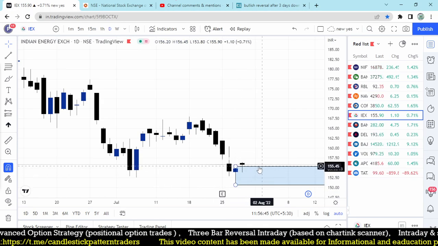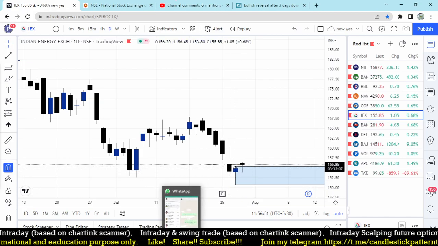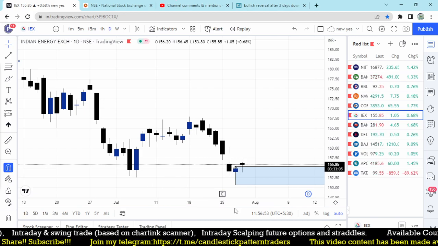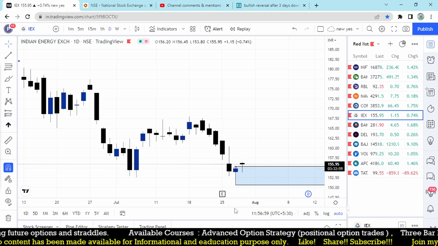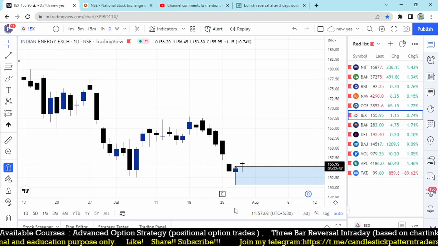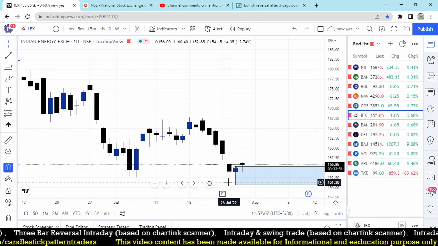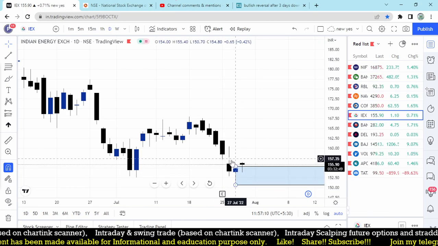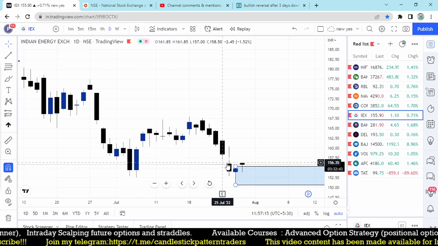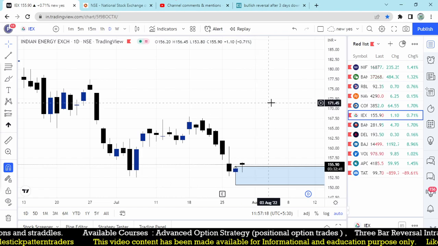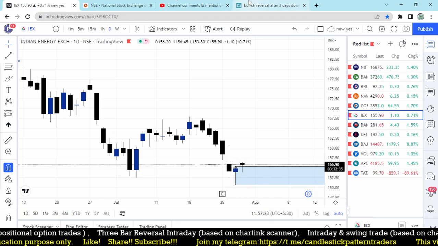There was an opportunity at 155.30. Now it is trading at 155.85, so it is moving around 50 paisa in our direction, which is what we were expecting. Same like that, we are going to find this pattern using the charting scanner. After 4 consecutive down days, we are finding a hammer at the bottom. We'll check how it works and what the result is. So how to create the scan?